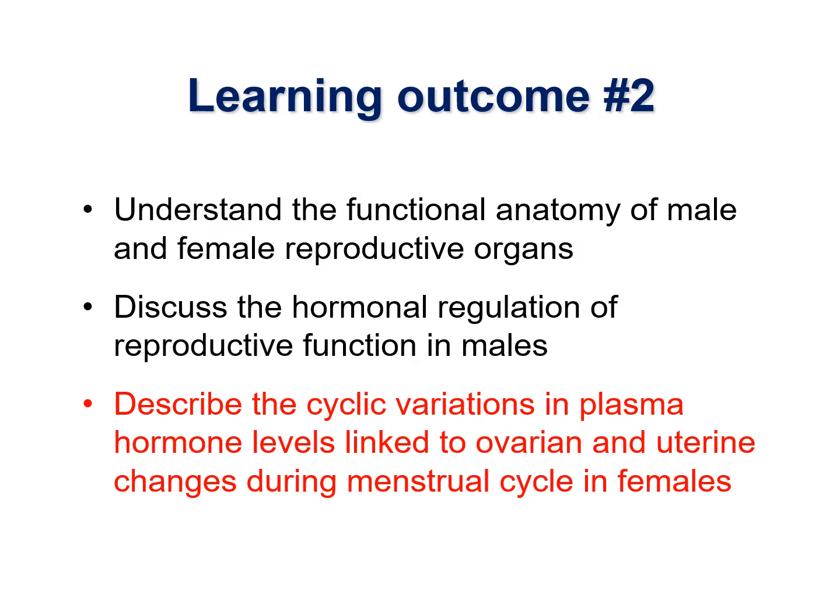In this lecture, your learning outcomes are to understand the functional anatomy of the male and female reproductive organs. Well, I'm sure all of you are very experts already here, so I don't think I need to go into detail. Then discuss the hormonal regulation of reproductive function in males. But most importantly, I would like you to understand that the plasma hormone levels are cyclic, and that is why the menstrual cycle is the way it actually is. Hopefully you can appreciate better what happens in the body.